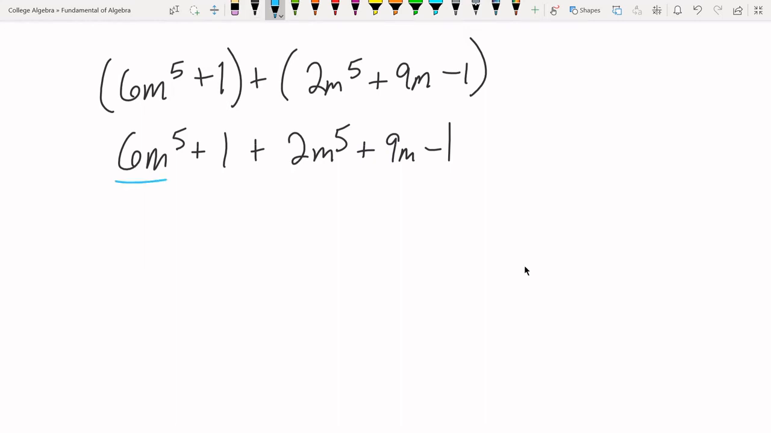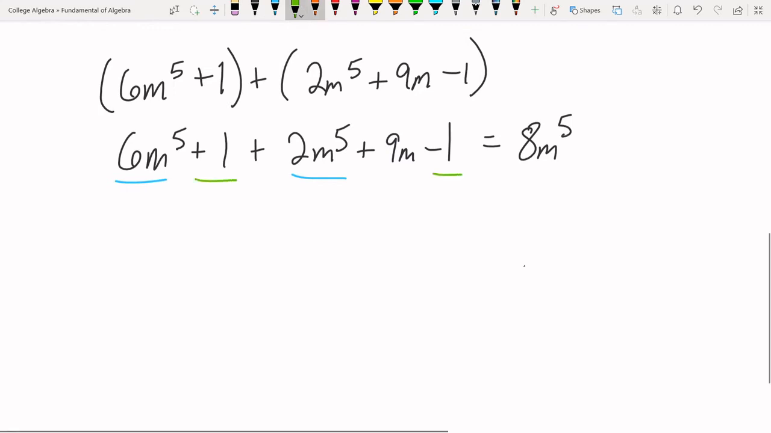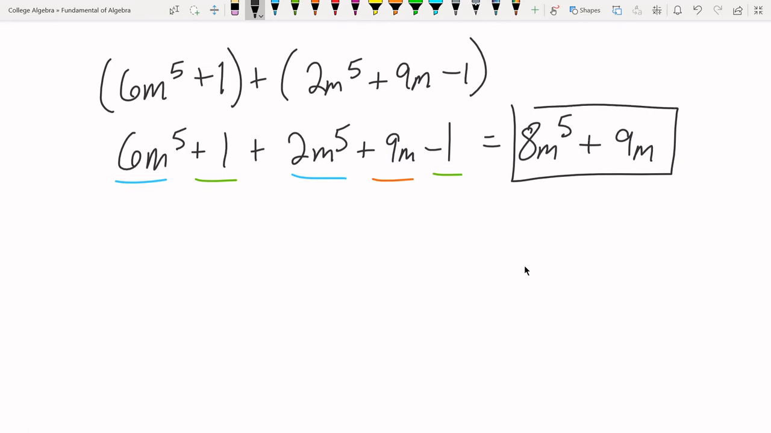Well, we have a 6m to the 5th and 2m to the 5th, which gives us 8m to the 5th. Then we have a 1 and a negative 1, which cancels. And we have a 9m. So we're just going to do 9m. All right, I have written the answer here in standard form. The highest degree first, which is m to the 5th, and then the next highest, and all the way down to the lowest. So 8m to the 5th plus 9m, that would be your final answer there.